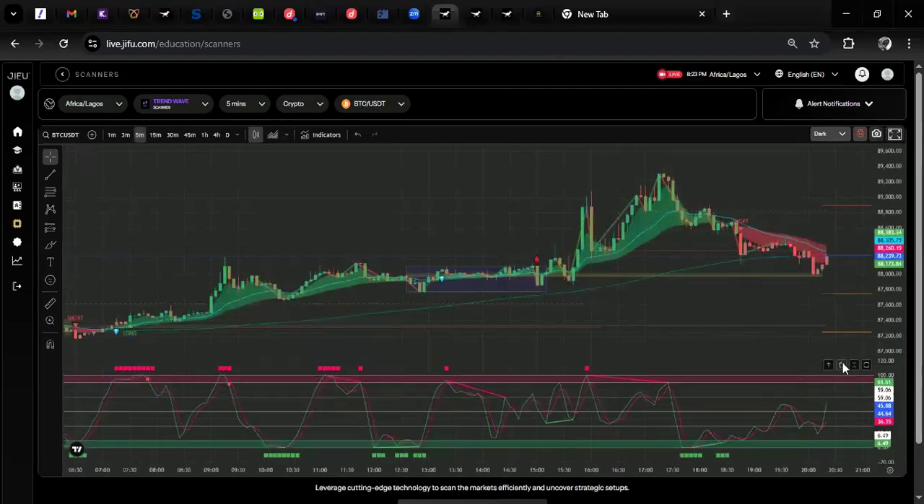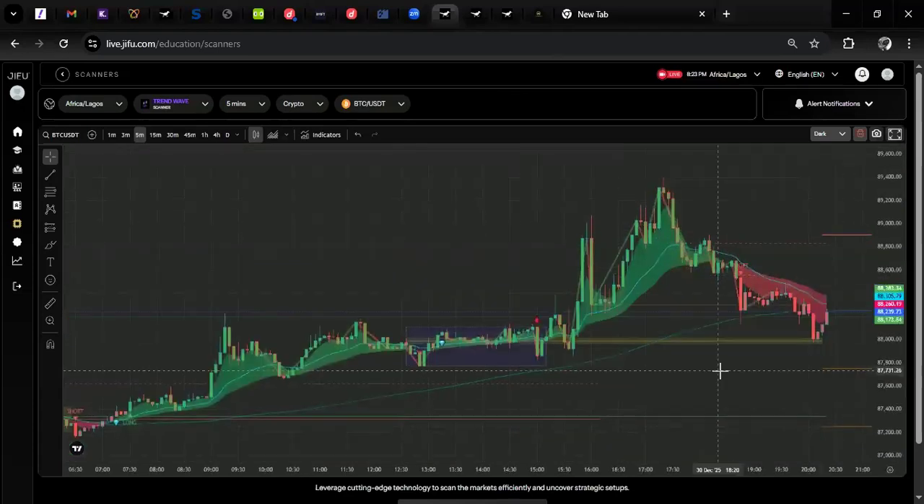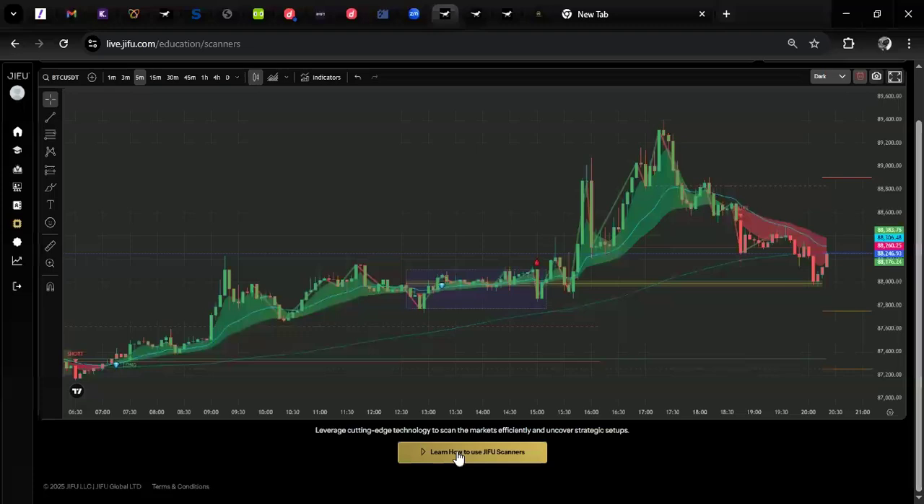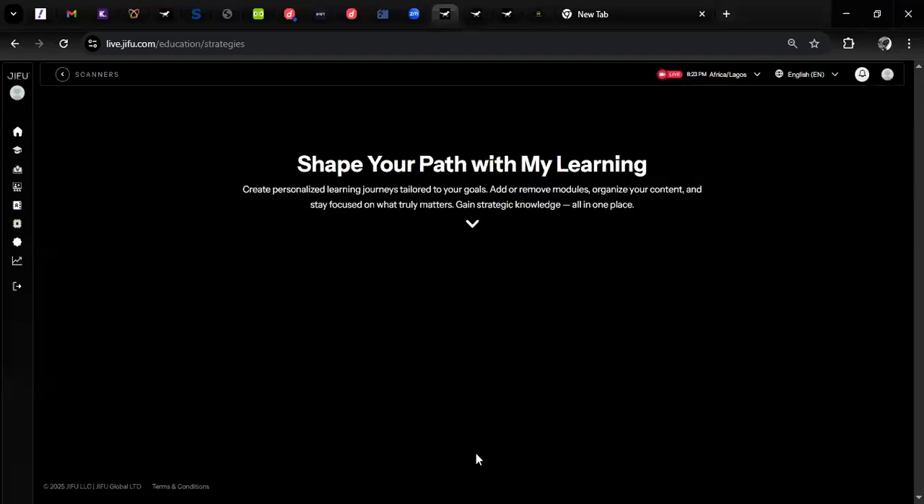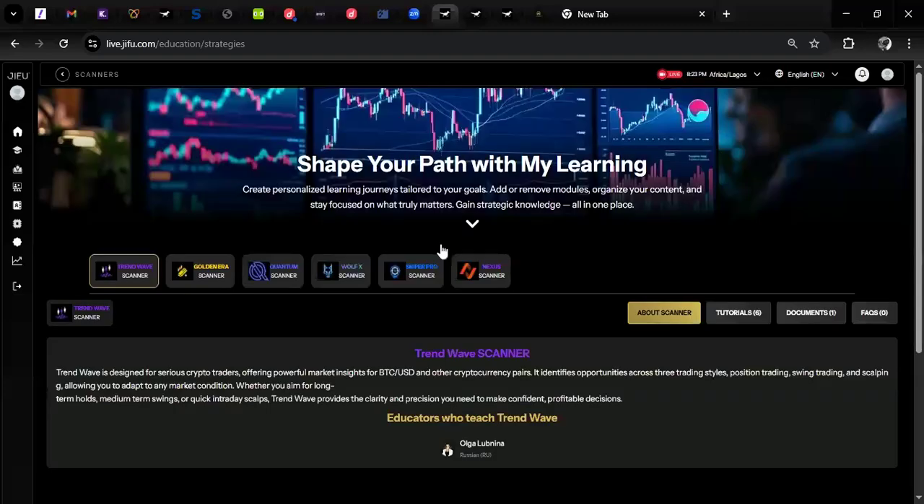Now, permit me to delete this. Now, before we even get to the scanner itself, I want to show you something. If we go all the way to the downside, like this, you see, learn how to use the GIF scanner. These are official tutorials on how to use the GIF scanner. All right, official tutorials on how to use the GIF scanner.